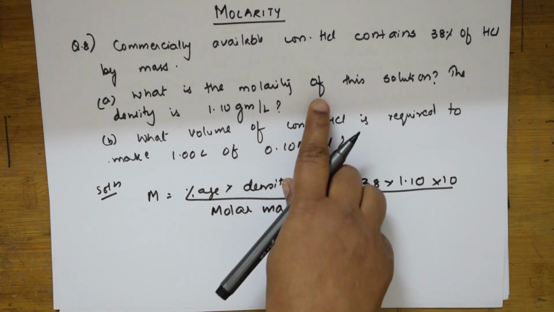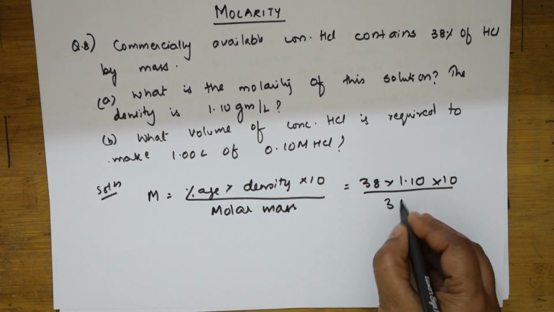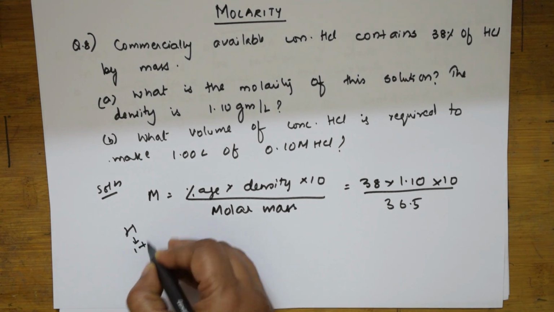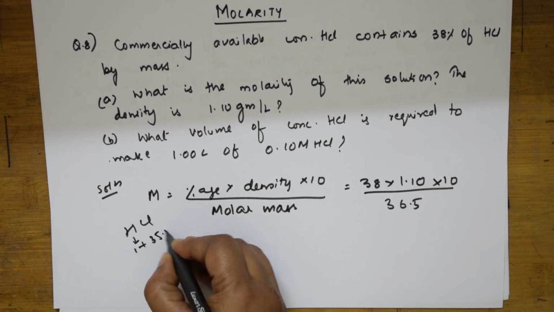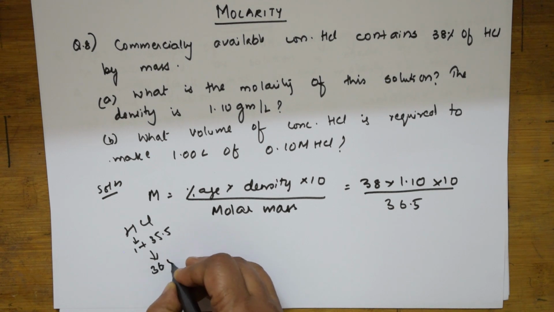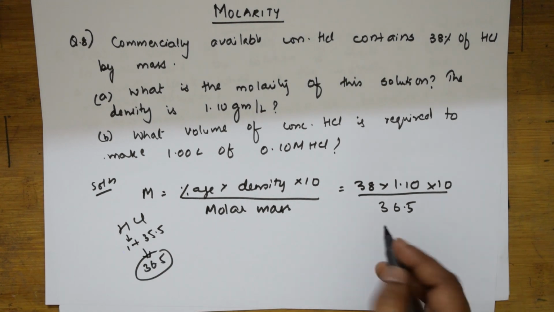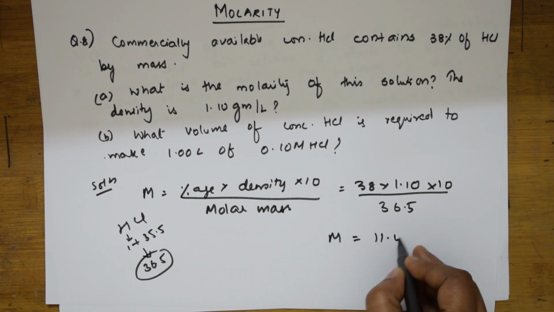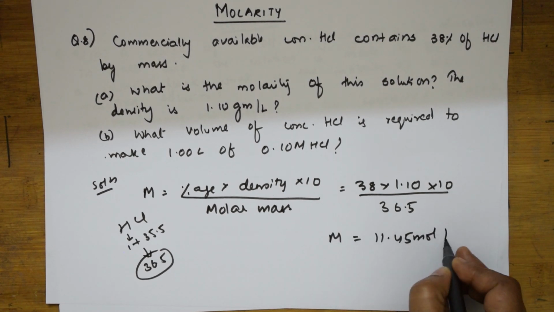Of HCl, isn't it? HCl is nothing but 36.5. How did I get this? Hydrogen is 1 plus chlorine is 35.5, so this comes to 36.5. I have got this. So how much is the answer? When you divide this, you get molarity is equal to 11.45 mole per liter.